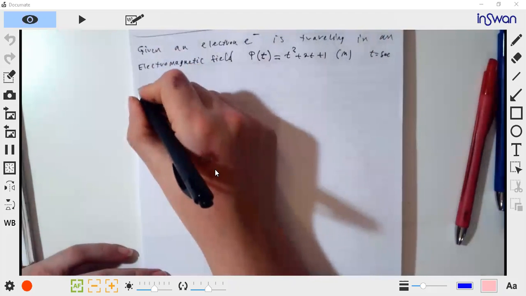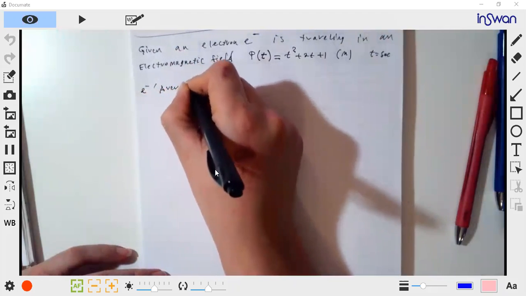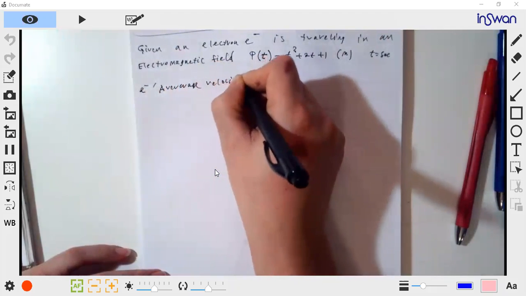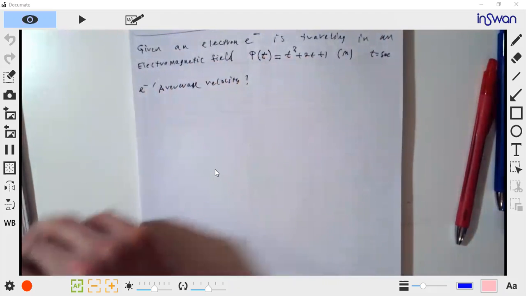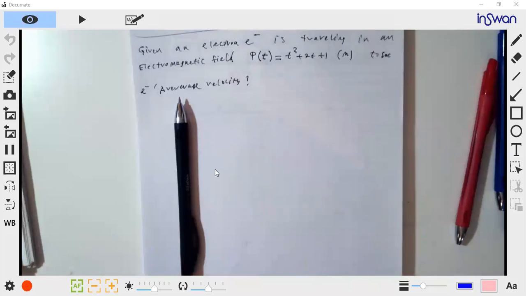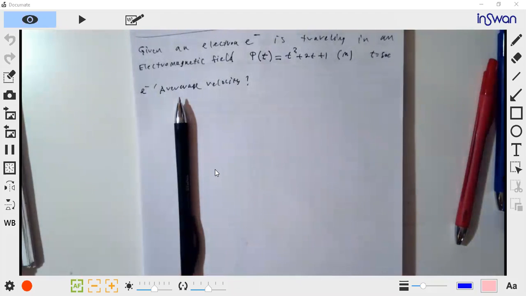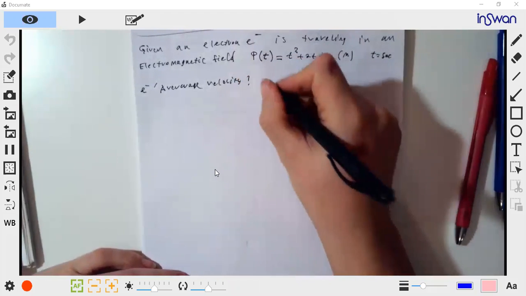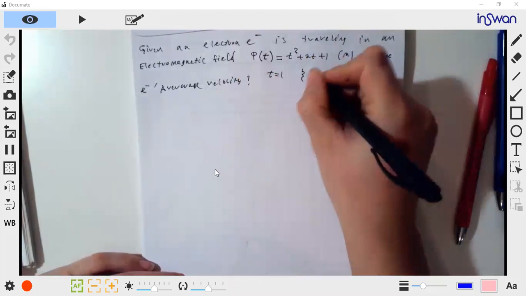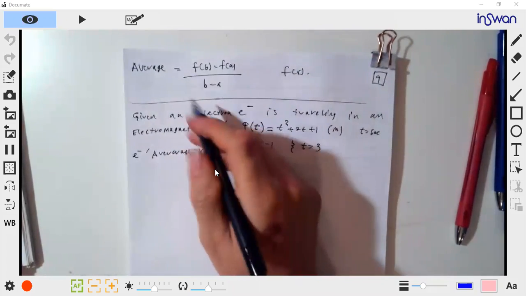Okay, what is the electron's average velocity? Well, I can't just say what is its average velocity, because we have to say what is this average velocity between a time interval. When we ask that question, we say between the time interval, let's pick between t equals second 1 and t equals second 3. Well, we use this equation right here.